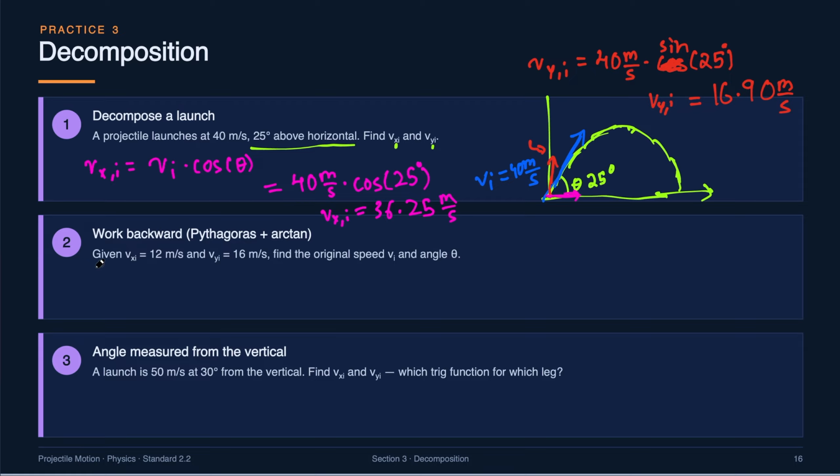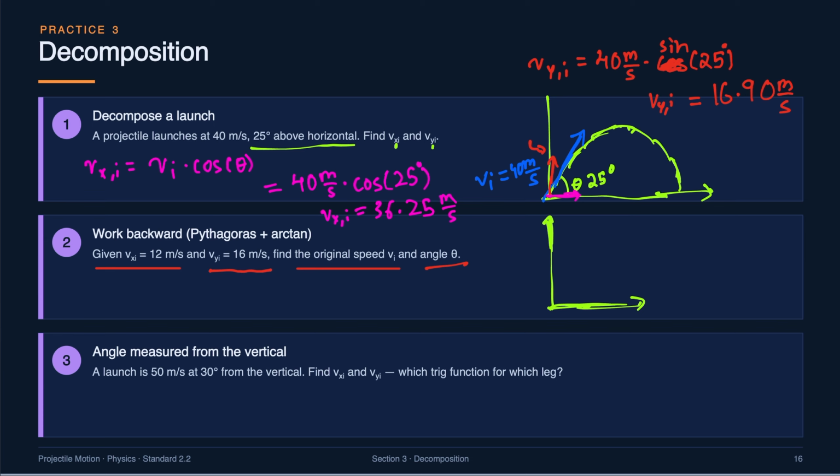If you're given the velocity x initial already as 12 meter per second, and you're given the velocity y initial already at 16 meter per second, how would you find the original speed vi and the angle theta? First, you would draw a graph. Always with kinematics, you want to draw graphs, right? These are more basic problems that don't account for the more complex, realistic situations, but those also would need graphs.